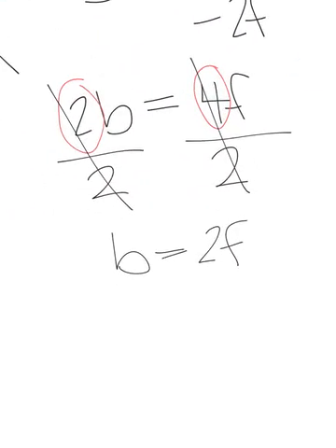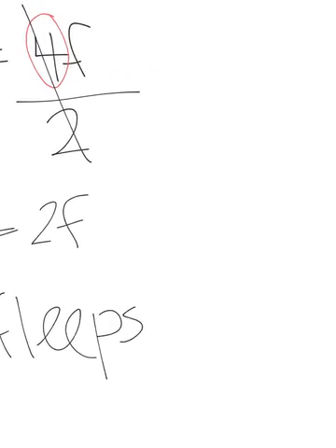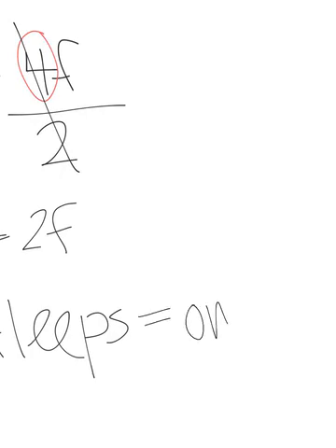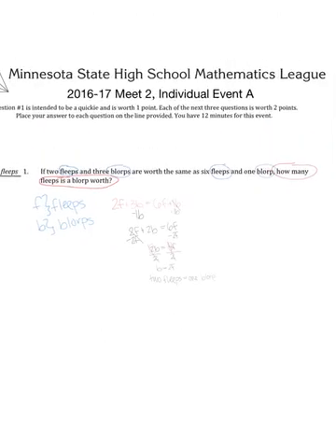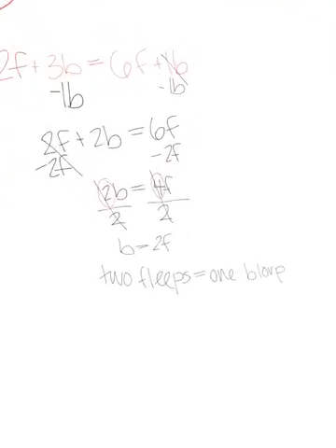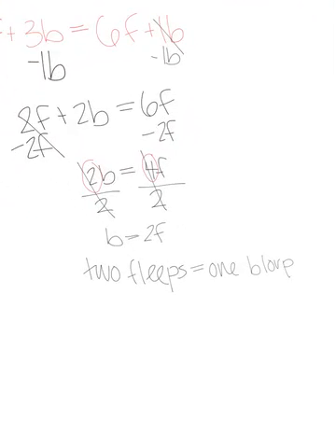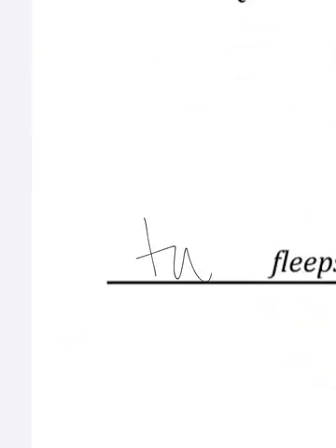In plain English, this would say that 2 fleeps is the same as 1 blorp. Now we're done with this problem, because our objective was to find out how many fleeps a blorp is worth. And as we can see here, 1 blorp is equal to 2 fleeps. And that's it.